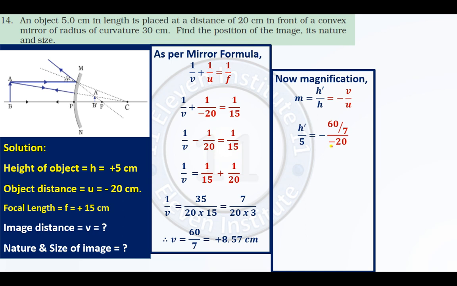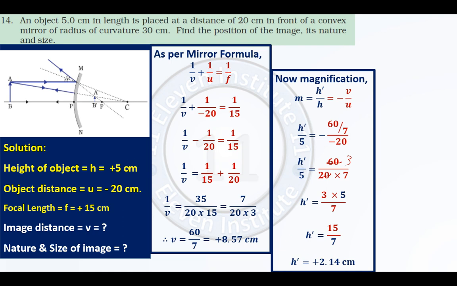This minus and this minus will cancel each other. This 7 will go and multiply with 20. Fine, now this 20 will cancel over here 3 times, and this 5 will then multiply with 3. 5 3s are 15 upon 7. When you divide that, you get the answer 2.14 centimeter.